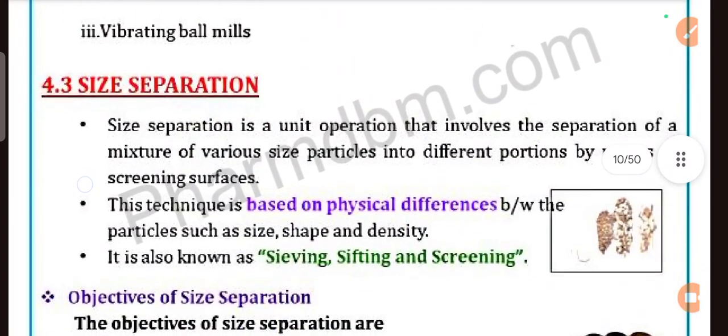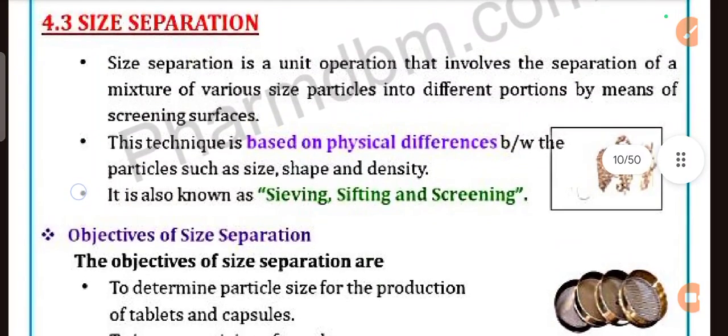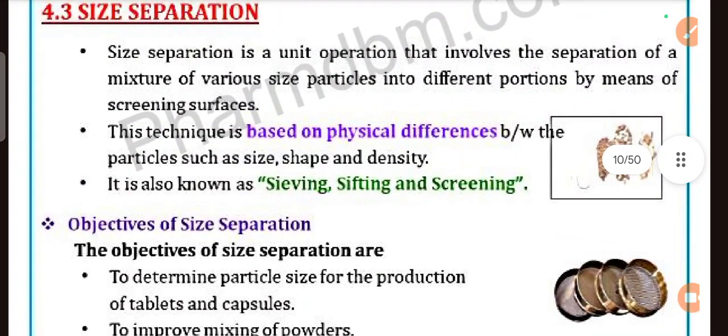Size separation. Size separation is a unit operation that involves the separation of a mixture of various size particles into different portions by means of a screening surface. This technique is based on physical differences between the particles such as size, shape, and density. It is also known as sieving, sifting, and screening.